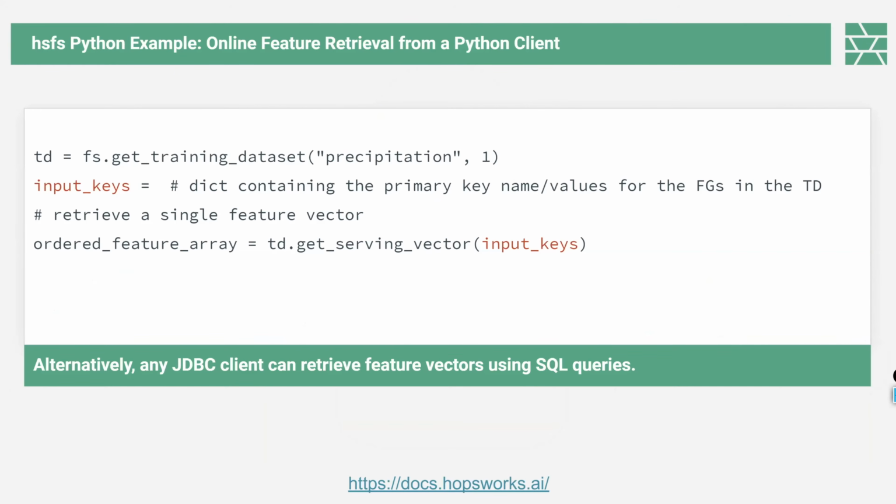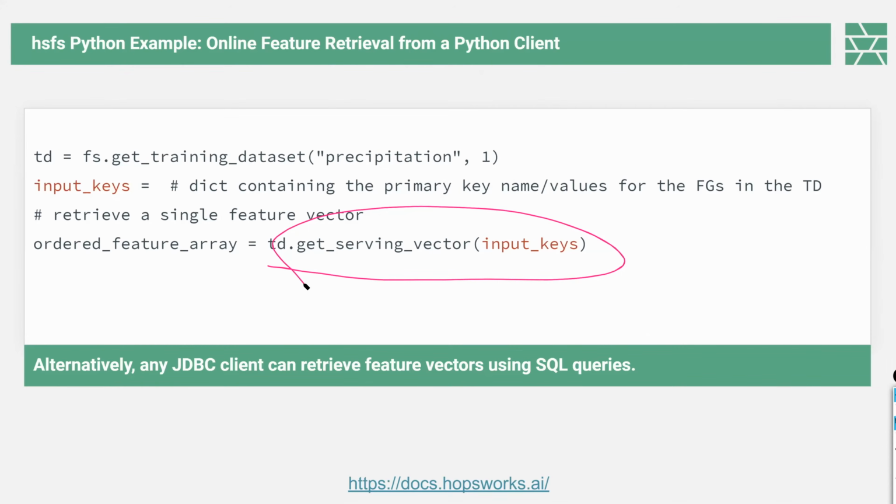So what you can do in the next version of the HopsFS library is that you can basically get back an individual feature vector by just supplying the input keys. This is the primary keys for the feature groups that make up the training data set. So when we had our training data set and we joined together features from different feature groups, we just need to supply the primary keys for those feature groups. And then what we'll get back is a row, an ordered feature array.